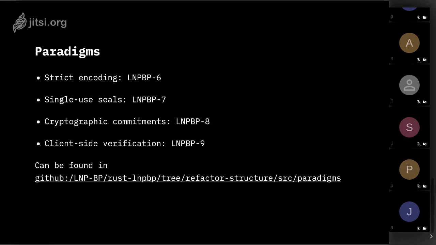The code covering these paradigms can be found on GitHub with this link. It's quite extensively documented. You can read through it and get a more detailed technical impression of how they work.